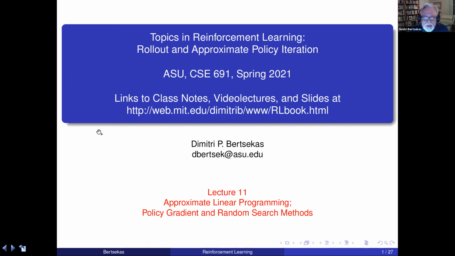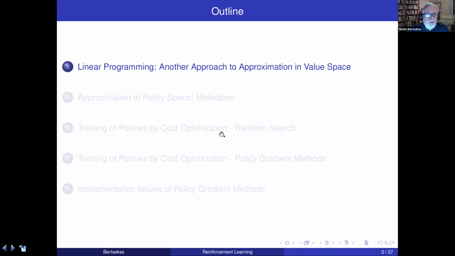We will talk about methods that we haven't discussed at all so far. Approximate linear programming, which is an approximation in value space method. And then we're going to pass on to approximation in policy space and talk about policy gradient methods and random search methods. And the first topic is linear programming. And by the way, after this outline, I'm going to switch to a video lecture from the 2019 offering of the course.